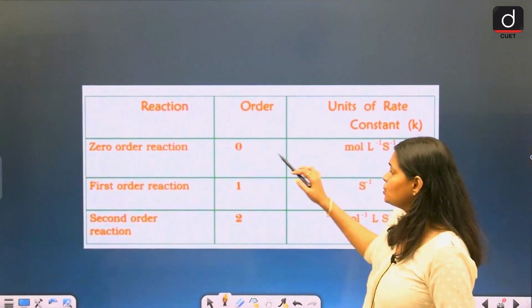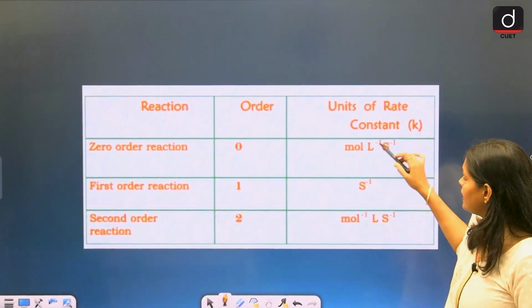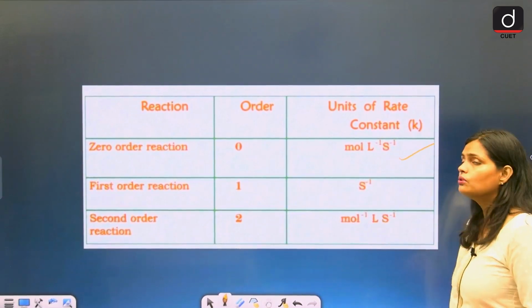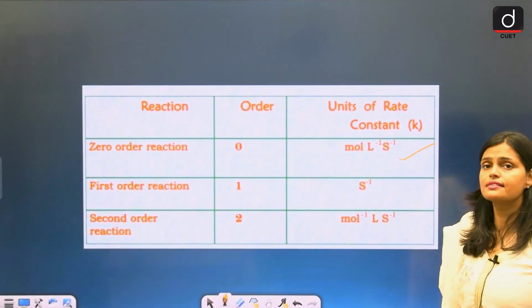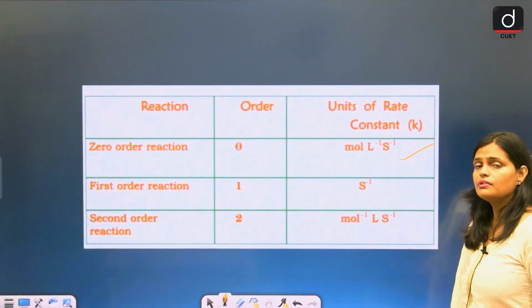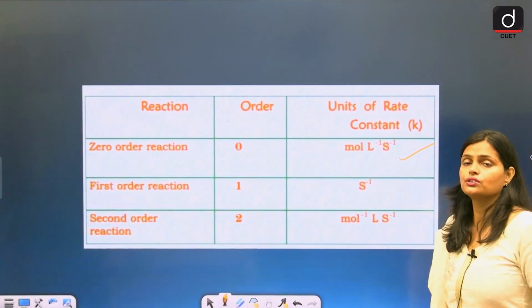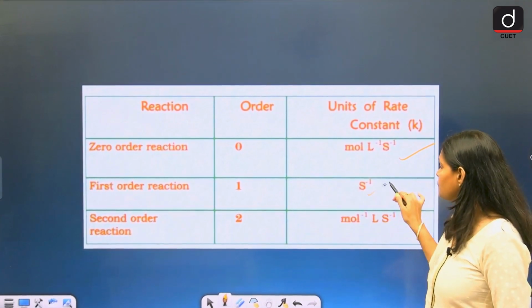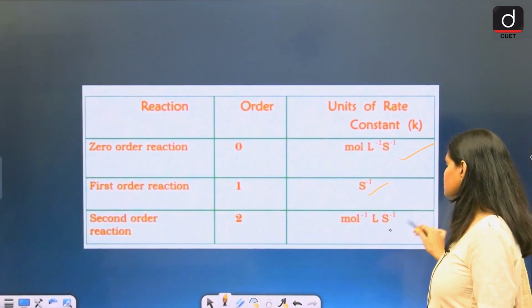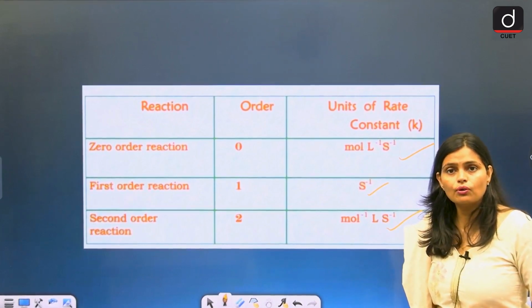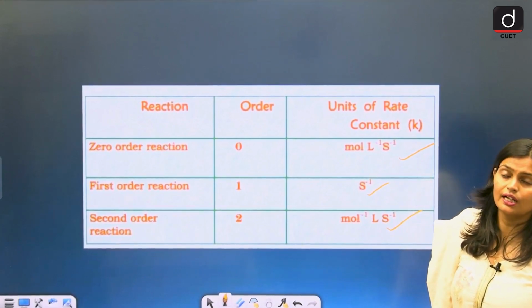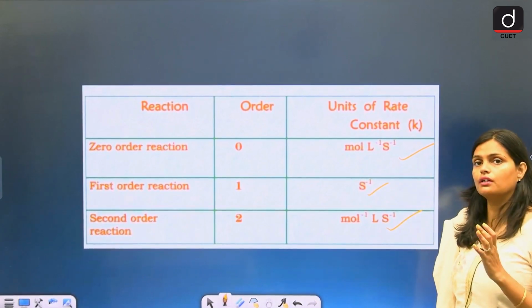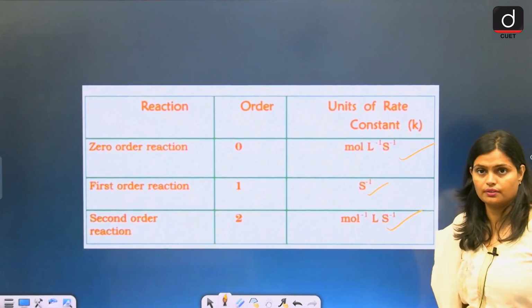Now for a zero order reaction, the unit is mole per liter per second. This is important for your exam. Sometimes they will directly ask you questions related to units. First order reaction: per second. Second order reaction: liter per mole per second. So just try to mug up the units actually.